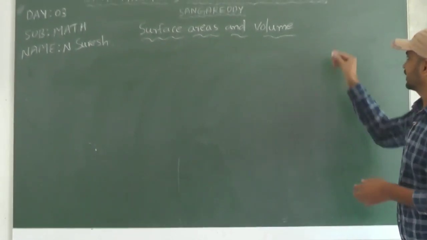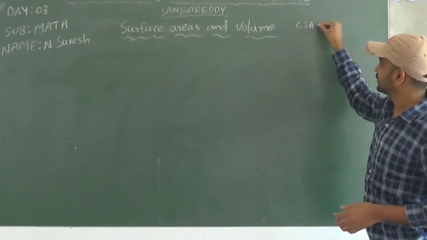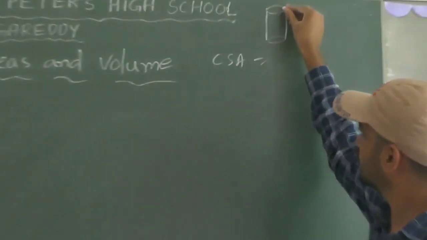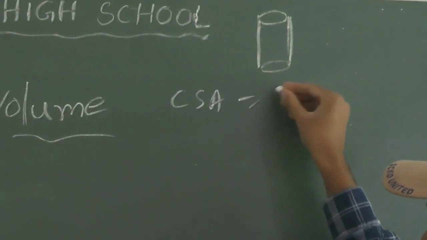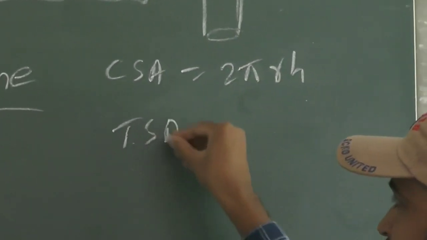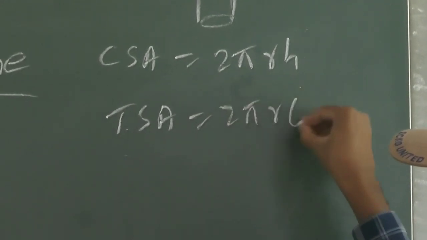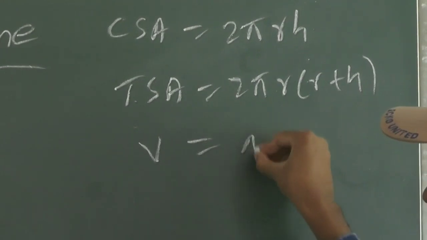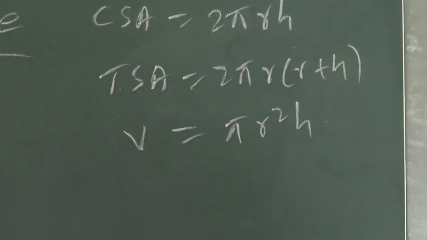So I want to write here. CSA of cylinder is 2πrh square units. TSA is 2πr(r + h) square units. Volume equals πr²h.